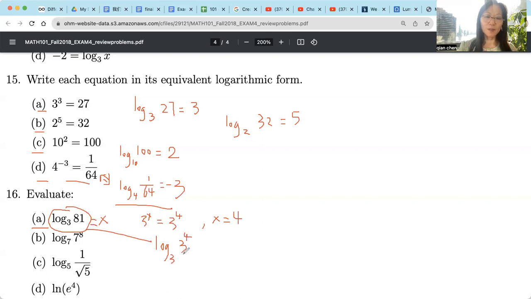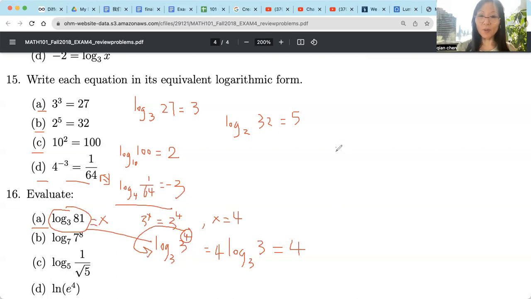Right? So when the value has an exponent, we can pull this exponent up front of log. So that becomes 4 times log base 3 of 3. The value is also 3. When the value and the base are the same, it equals to 1. So that equals to 4 times 1, which is just 4.